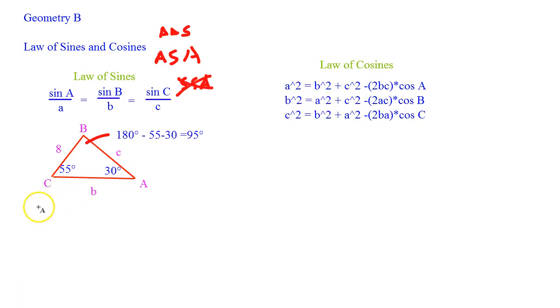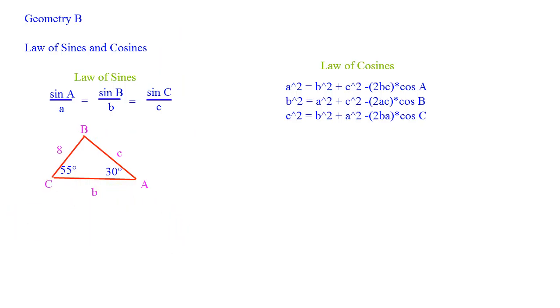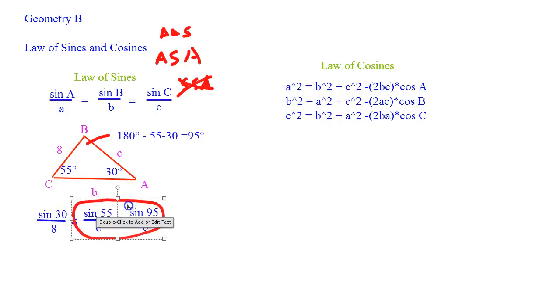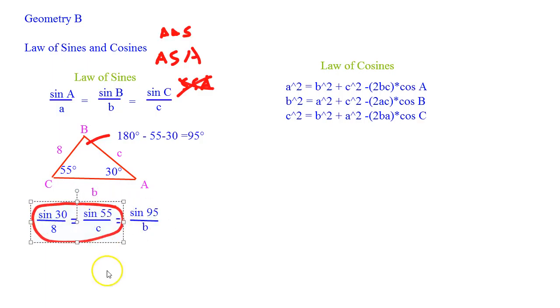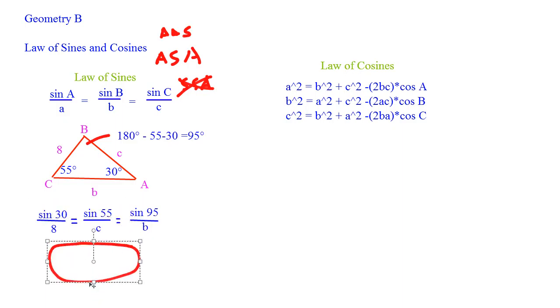This is how the problem's going to be set up. It's going to look something like this: sine of 30 over 8 equals sine of 55 over C, which equals sine of 95 over B. Depending on what you're looking for, if I use this combination, or this combination, I can cross multiply to get a missing value. That's what you're going to do.